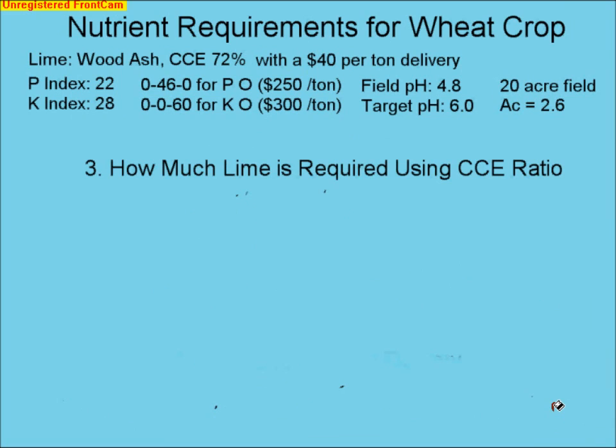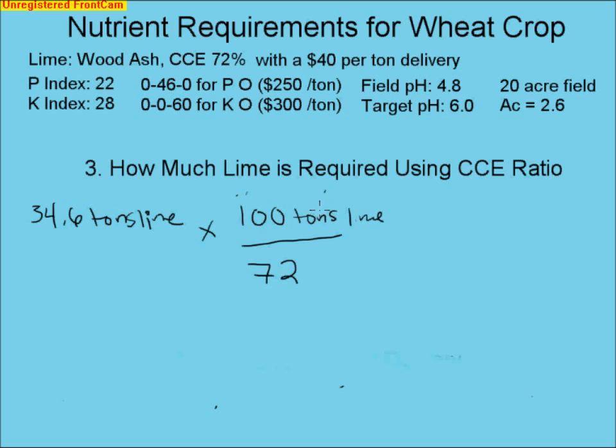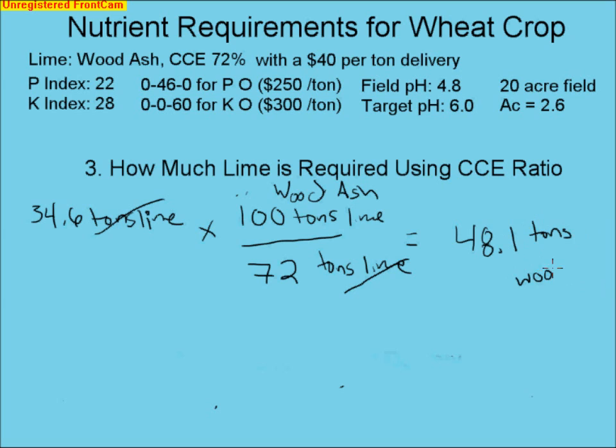The next thing we're required to do is calculate how much lime is required using the CCE ratio. Because we are not using calcium carbonate, we're using wood ash that is only 72% as effective as calcium carbonate. We need to add more lime than this 34.6 tons of lime. We have 34.6 tons of lime. For every 100 tons of this wood ash is equal to 72 tons of lime. So that gives 48.1 tons of wood ash.